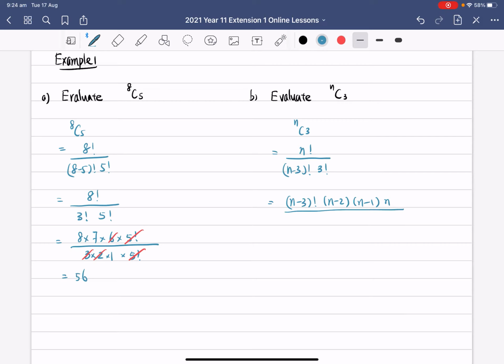The reason I want to do this is because I want to cancel the n minus 3 factorial on the denominator. So we can cancel these two out, and we end up with n times n minus 1 times n minus 2, and the denominator is just equal to 6. This is something really simple. Now let's look at some actual questions. It's going to be pretty interesting.